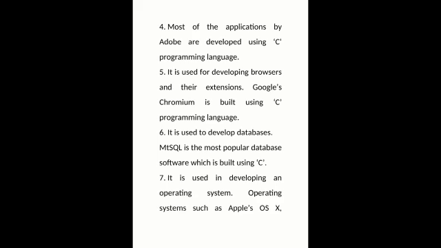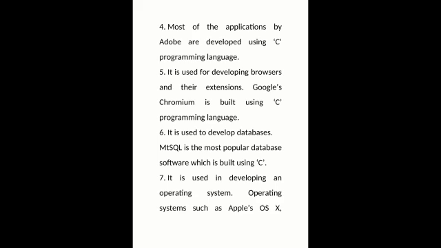Fifth, it is used for developing browsers and their extensions; for example, Google Chromium is built using the C programming language. The Google Chrome browser is developed through the C language, and its extensions like versions. The Google Chrome browser has many versions till today, and those are developed through C programming.